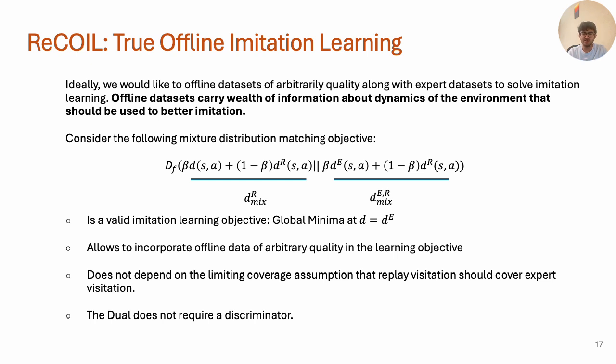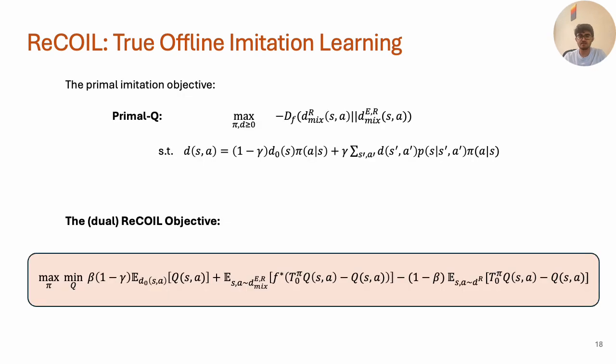First, it is a valid imitation learning objective as it is only minimized when the visitation of the agent matches that of the expert. We don't require any restrictive assumptions on coverage, lower bounds, or even a discriminator to train the imitation learning method. Using similar primal-dual reductions, we obtain the dual objective for mixture distribution matching. This objective samples from only the offline and the expert data to solve the imitation learning problem.